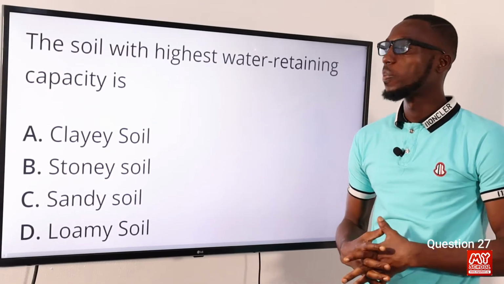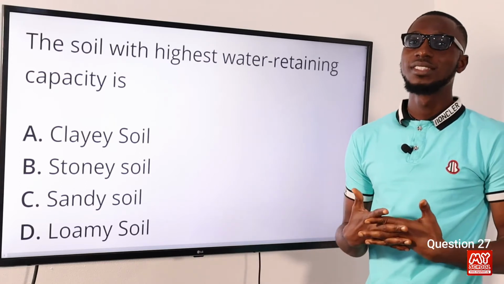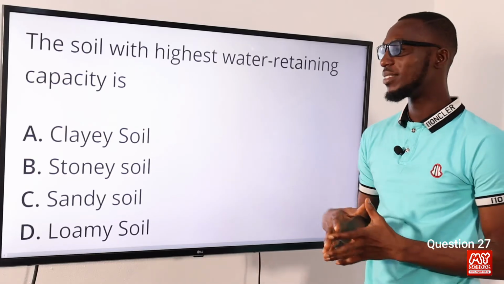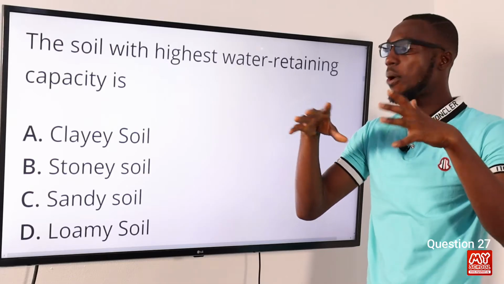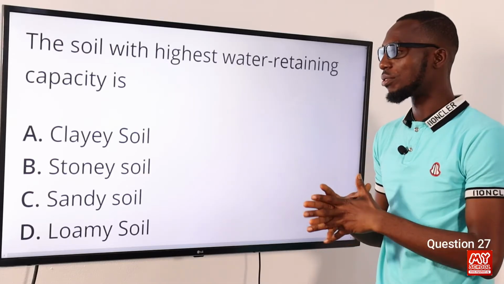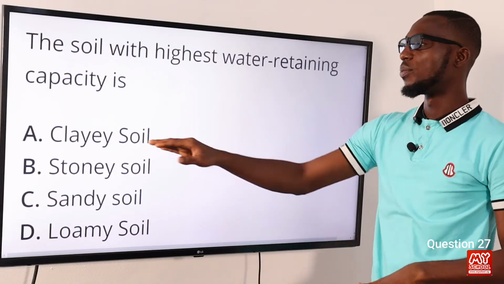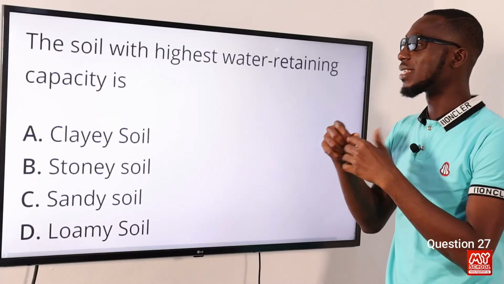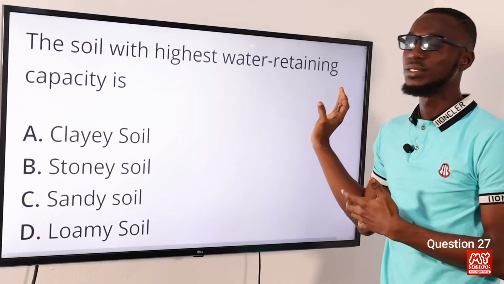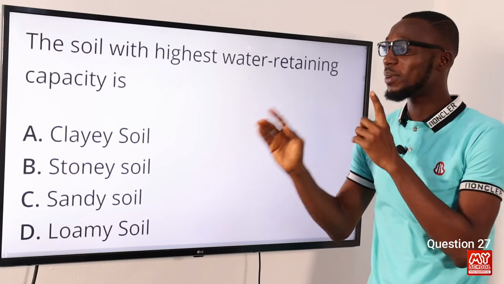Question 27. The soil with highest water retaining capacity is what? That is the clay soil. You should know that sandy soil, because of the pores between its structure, allows water to drain down so fast. When you examine the structure of the clay soil, it has a capacity to hold water, so it has the highest water retaining capacity. So the correct option is option A, the clay soil.